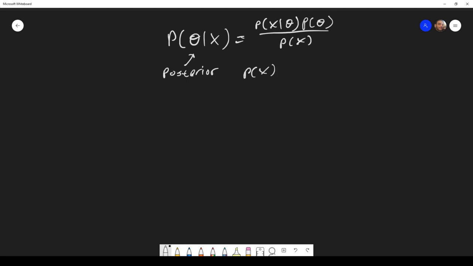And the evidence is just the integral of the numerator. It's the integral of the likelihood times the prior over all the values of the parameter. And quite often in Bayesian statistics, this integral is intractable. So in this video, I will show three methods for calculating this integral or any other hard integrals that you might come across. And the first method, I will call the Riemann sum.